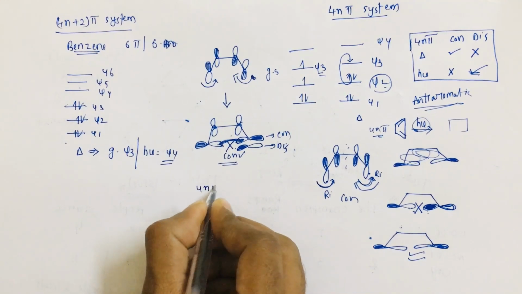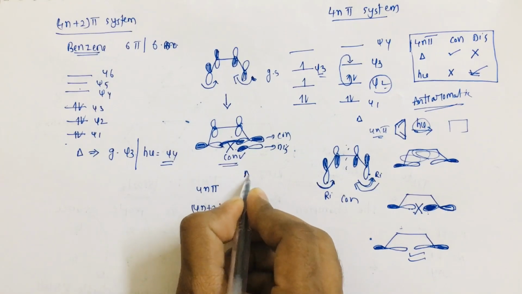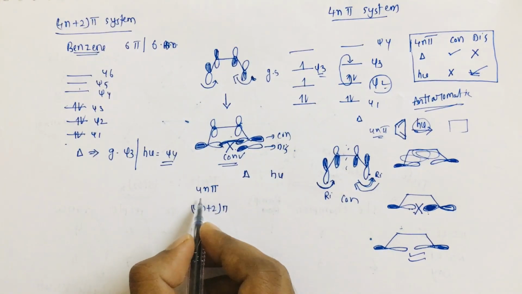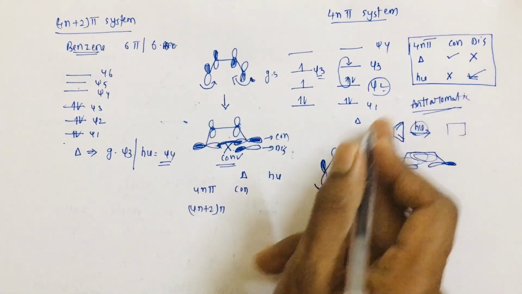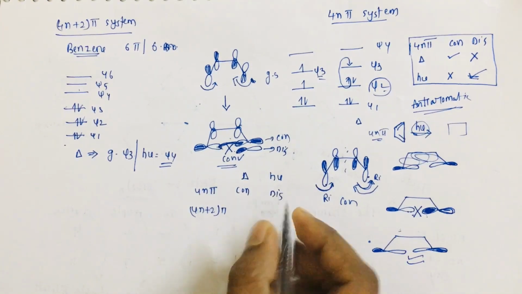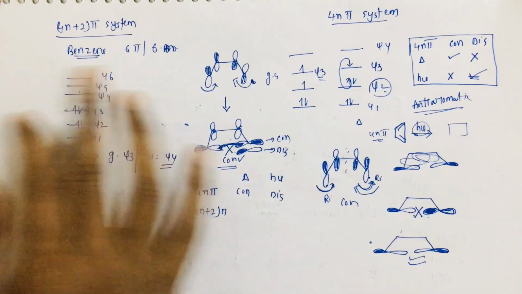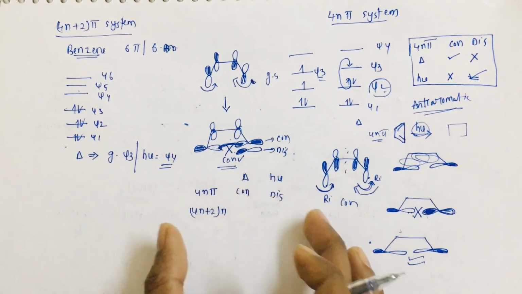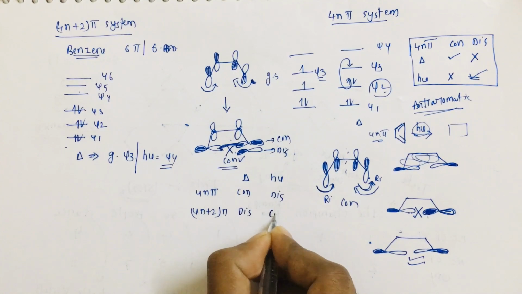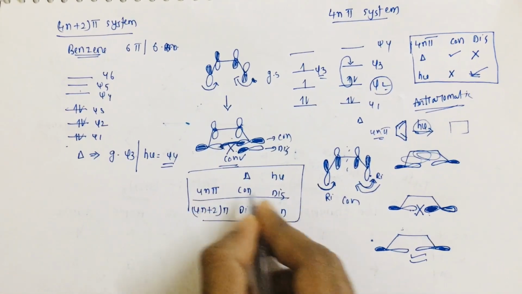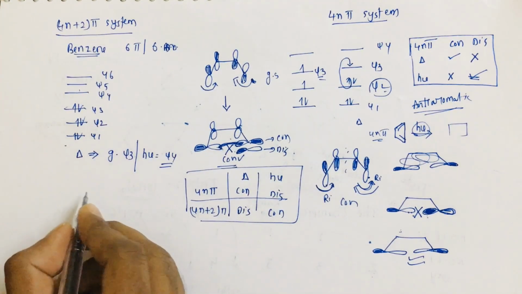So like we take 4n pi and 4n plus 2 pi, under thermal condition and under photochemical condition. So for 4n pi system under thermal condition, what is allowed? Con is allowed. For photochemical condition, dis is allowed. So if you forgot this concept, just remember for the 4n pi system, and exactly opposite to this is the 4n plus 2 pi system. Just write dis here, con here. So these are the conditions for 4n pi and 4n plus 2 pi. Okay, so now we'll go for psi 3.